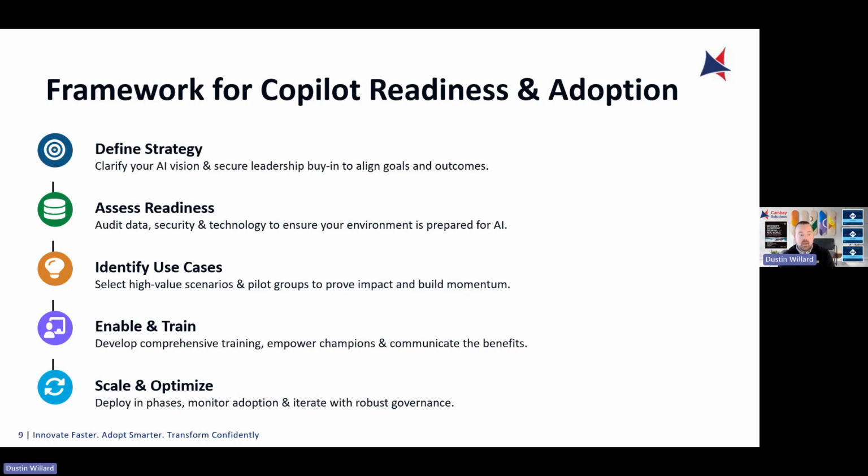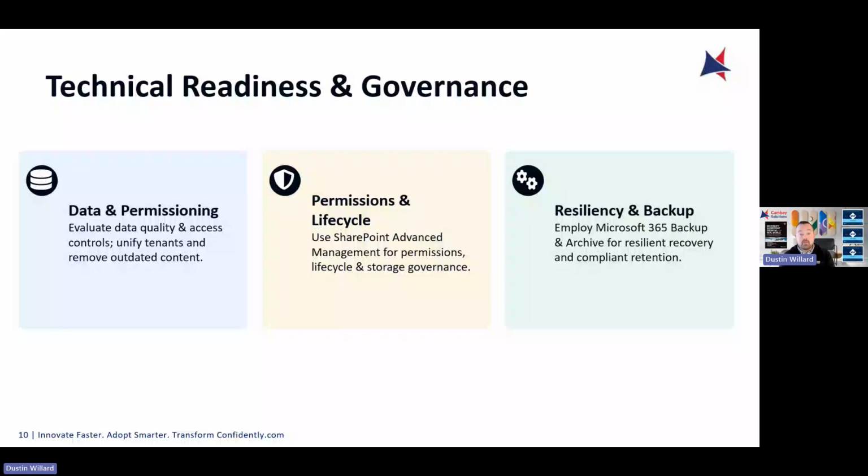All right, so technical readiness. So data and permissioning, obviously, like we've been talking about, evaluating data quality and access controls. Then the permission lifecycle. SharePoint Advanced Management is amazing for going through and seeing, hey, are we sharing to people outside the organization? Are we oversharing this document? It doesn't appear like this document should be shared with everyone in the organization. And we can use those tools to prevent that.